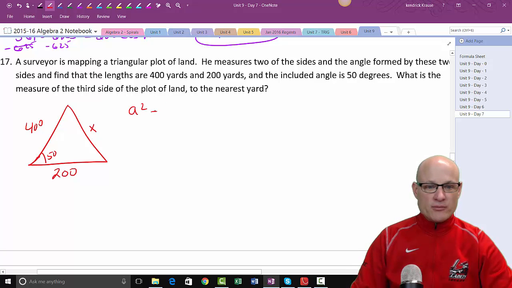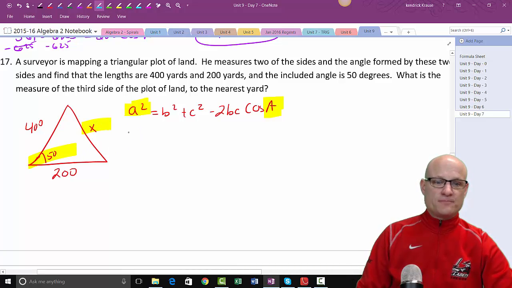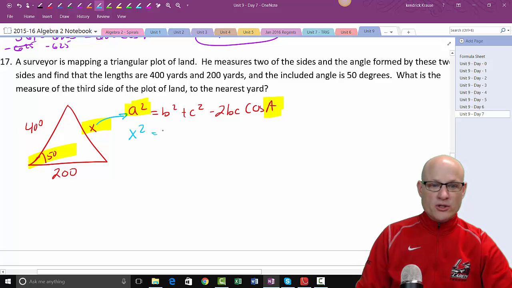So a squared equals b squared plus c squared. This is the easy one, right? Minus 2bc cosine A. Now, these two things are the things we either want or have. So I want that, I have that. So those things go on the outside. So x squared, that goes here, is equal to 400 squared plus 200 squared minus 2 times 400 times 200 times the cosine of 50.